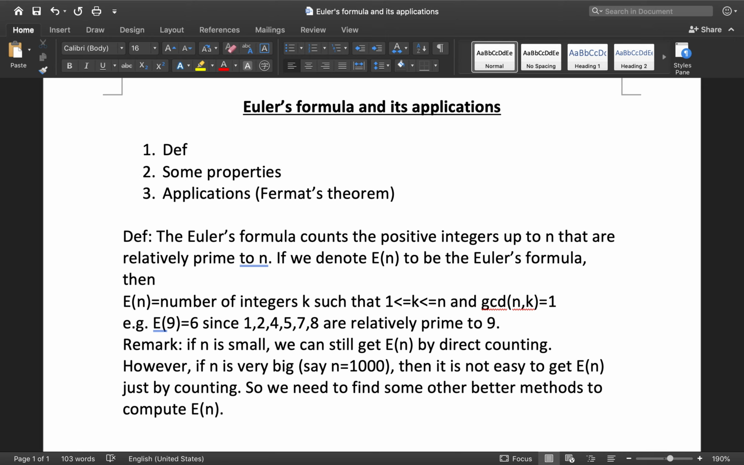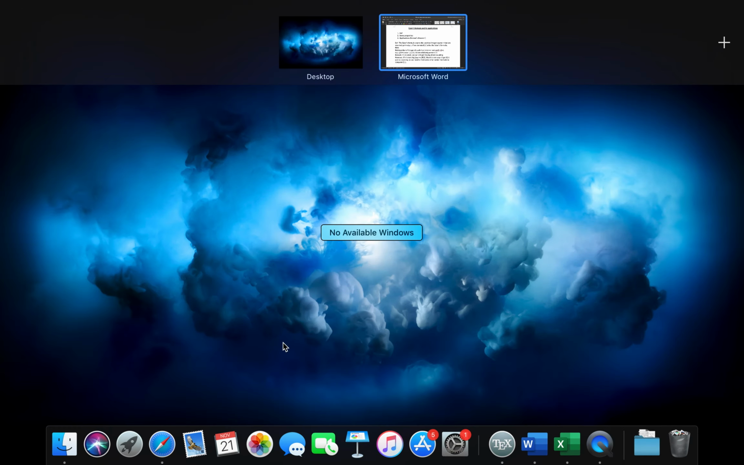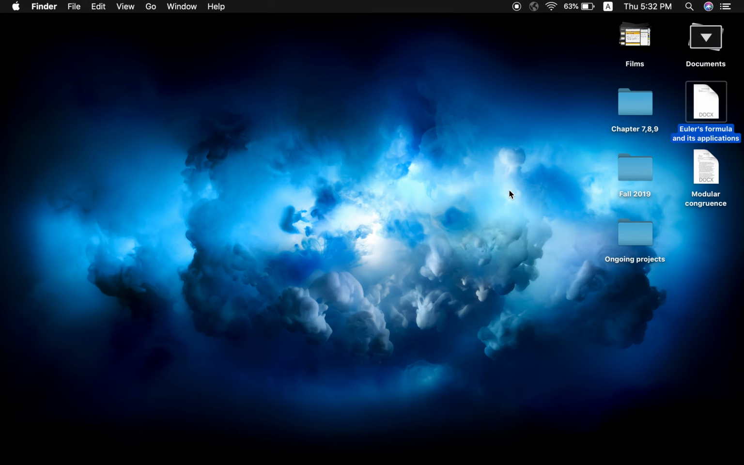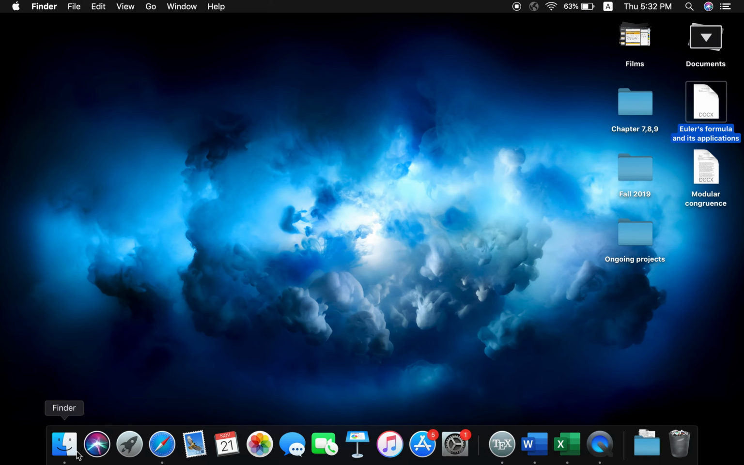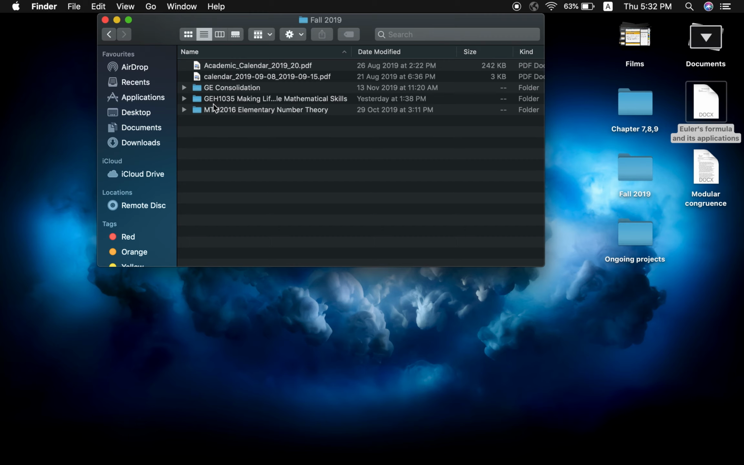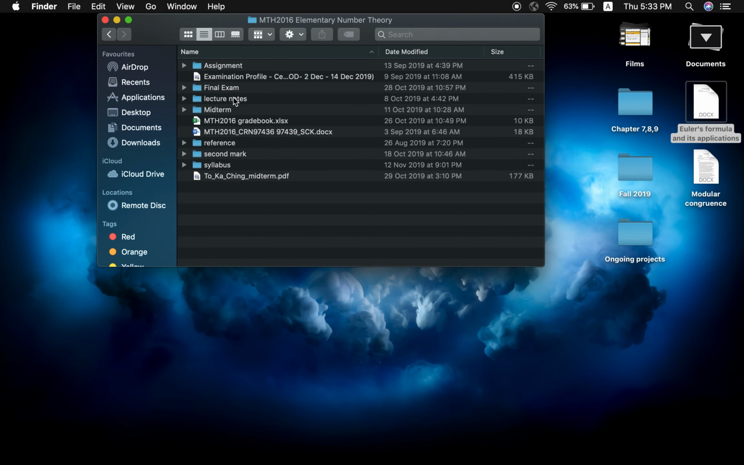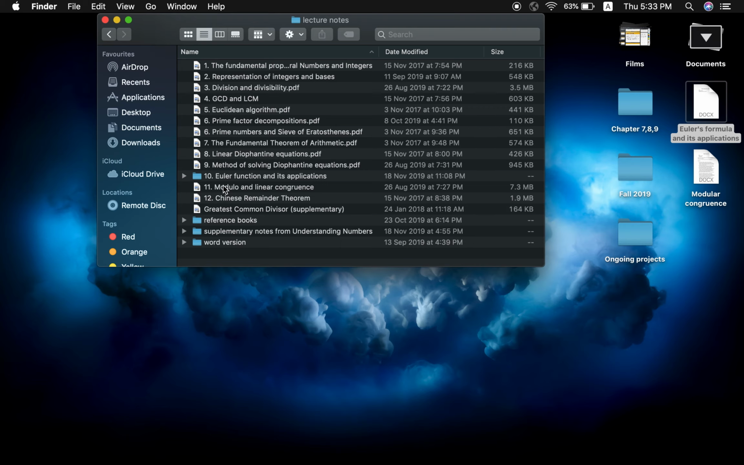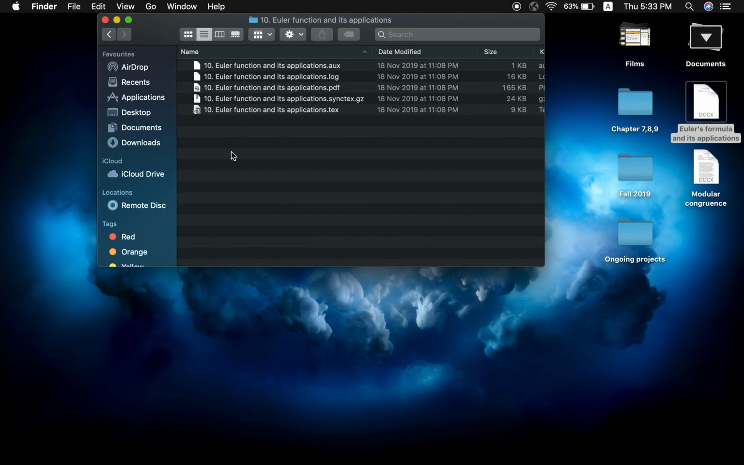So we have the basic definition of Euler's formula. You may ask, why do we have to learn this function, Euler's function? Why do we have to count those numbers relatively prime to n? What's the point of doing it? Actually, I can give you the reason. If you have my notes, I have to click it. So this is the lecture notes. You should also get the notes on Moodle.